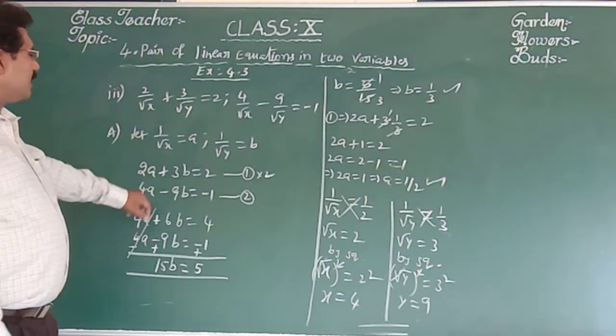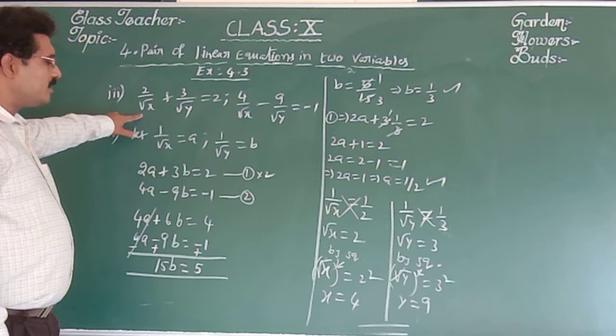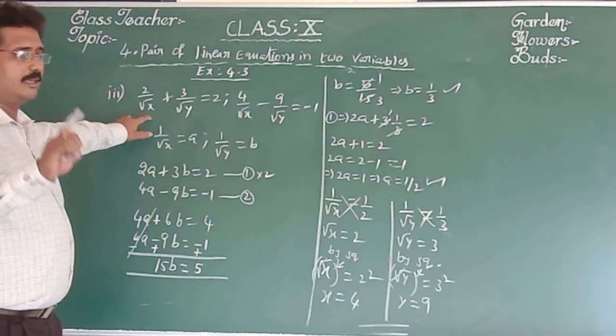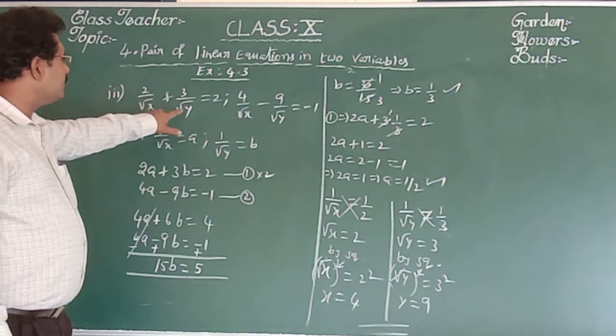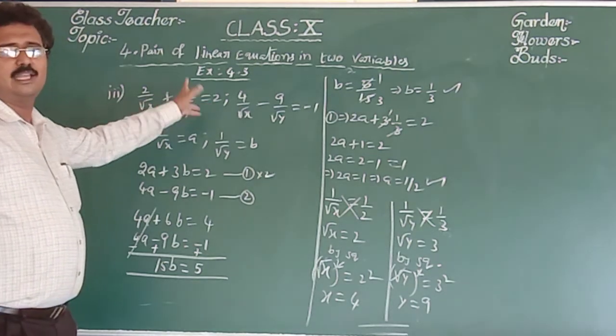So, substitute to check whether it is correct or not. 2 by root x. Root x means root 4, which is 2. 2 by 2 is 1. Plus 3 by root y. Root 9 is 3. 3 by 3 is 1. What is 1 plus 1? 2. Hence, it is correct.